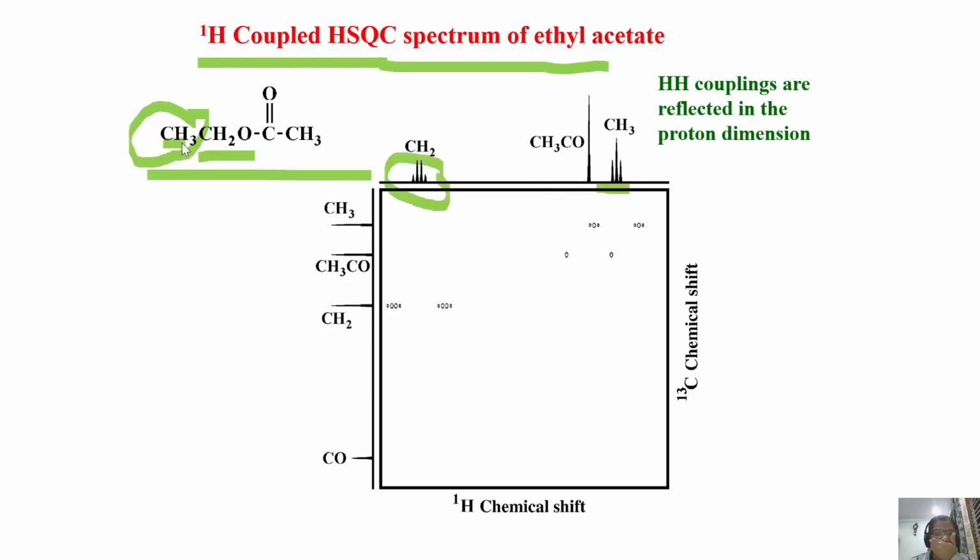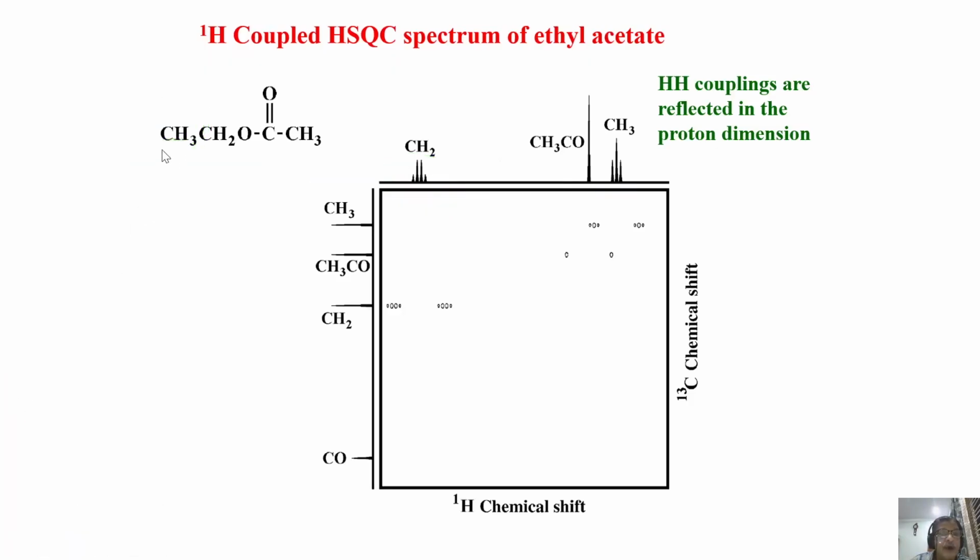That is clear. Now in the HSQC spectrum, what will happen? This carbon is going to correlate with these three protons. Exactly. You get a doublet because of one bond CH coupling.